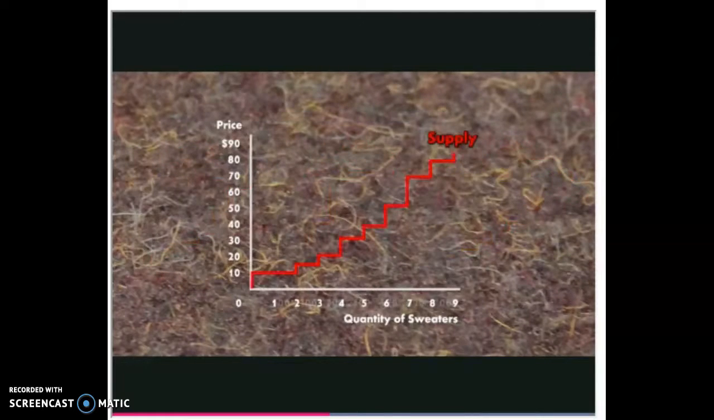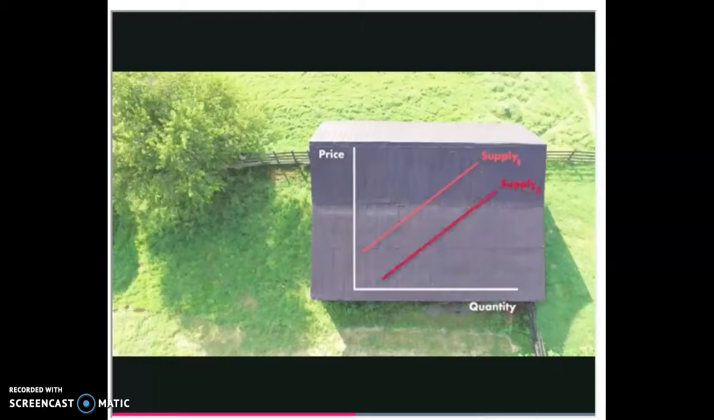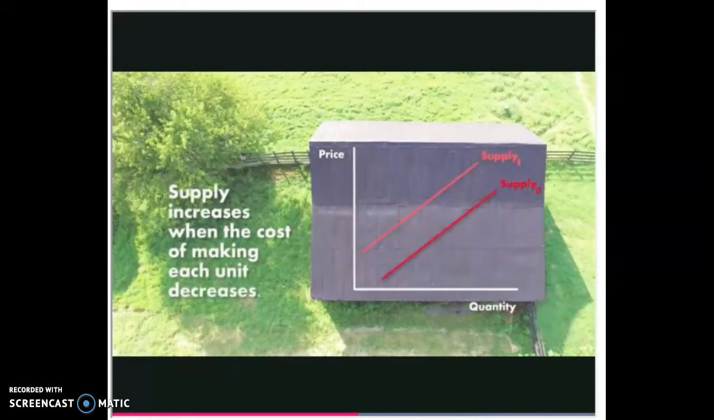Most supply curves are drawn as smooth lines because most markets involve so many units that the flat section representing each unit is tiny and the curve appears smooth. Knowing that the height of the supply curve represents the cost of making each unit makes it easy to understand what makes the supply curve shift. Supply increases when the cost of making each unit decreases.